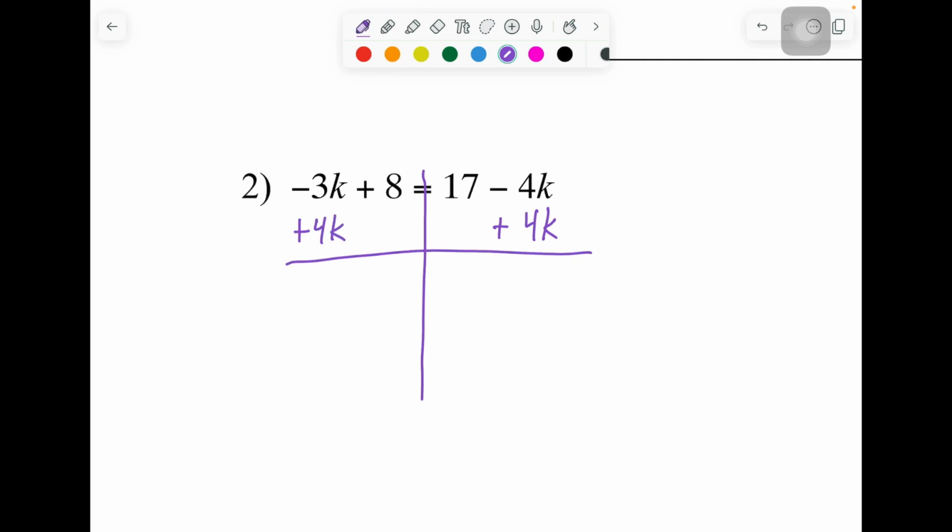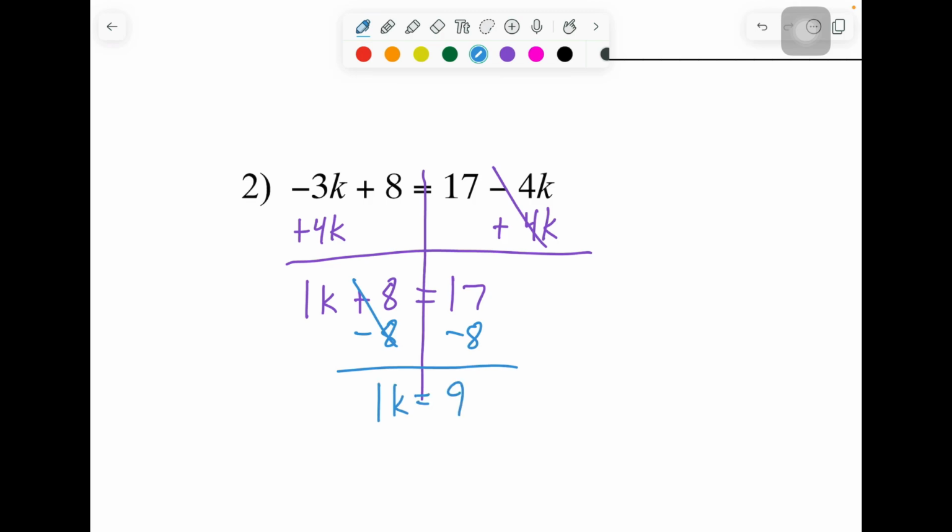All right. So then it's gone. It's like out, right? It's become 0, which is what I wanted. But then I brought it over here, and negative 3 plus 4 is a positive 1. So 1K plus 8 is left, and then a 17 is left. Then I'm going to bring my 8 over here by subtracting it, and I'm left with just 1K equals 17 minus 8 is 9. And technically I'm done, right? Because if I just follow my steps, divide by 1, I still get 9.